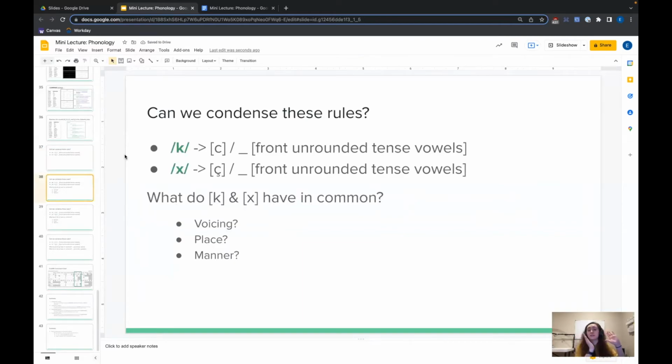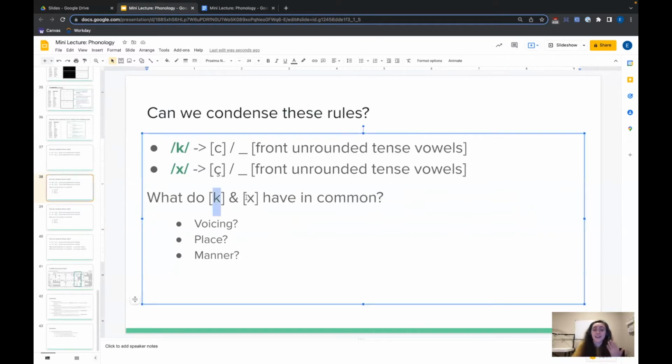So first, look at the left side of the rule and see if we can come up with a natural class for the two sounds represented by the K and the X. So voicing wise, they're both voiceless. Place wise, they're both velars, but manner, no match. We have a stop and a fricative. Okay, so we can at least say that they're both voiceless velars.